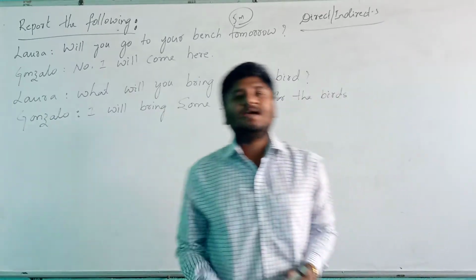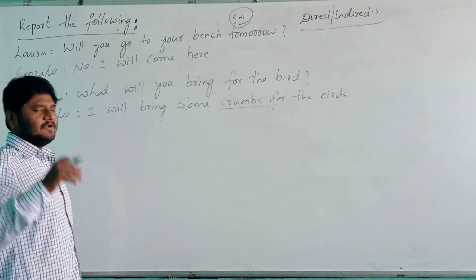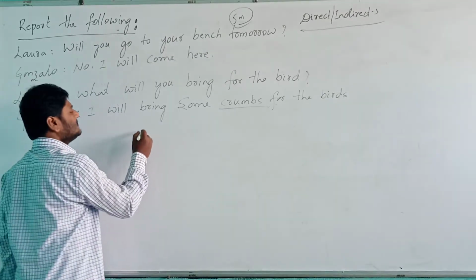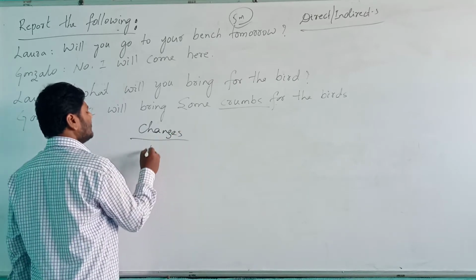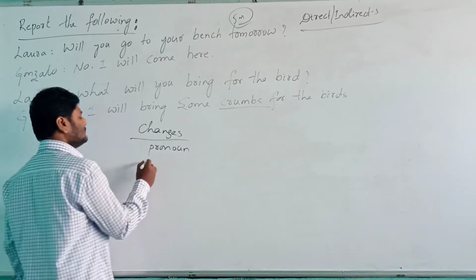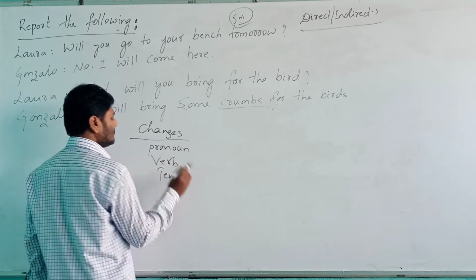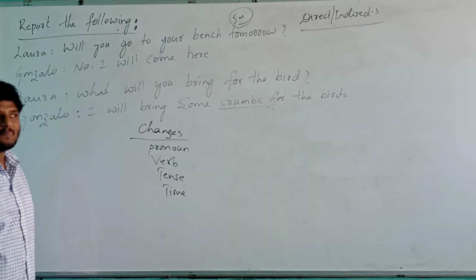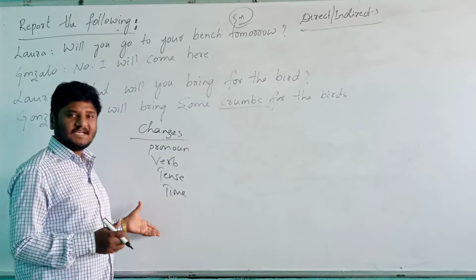Okay, so let's see the rule here. Four things, or three things if you remember well. One is change. What are the changes you have to do? Change in pronoun, change in verb, change in tense, and change in the form of time. These are the four changes you can make.